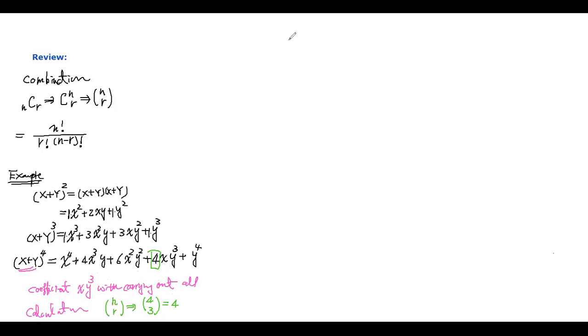So that's why the first formula says, for any x plus y to the nth power, what is the coefficient? If you have x to the n minus r and y to the r power, the coefficient will just be n choose r. So for the x y cube term here, r is 3 and n equals 4. That's what we call the coefficients of the binomial expansion. And we can also use another easy way, which we call Pascal's triangle.